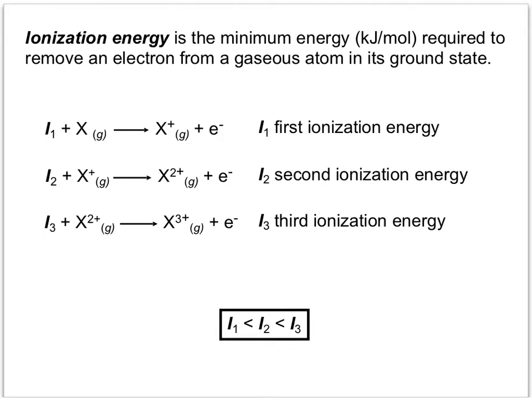Ionization energy is the amount of energy required to remove an electron from a gaseous atom or ion in its ground state. For example, the first ionization energy is removing an electron from an atom, whereas the second ionization energy requires removing an electron from an ion. The first ionization energy is always going to be the lowest of the ionization energies, and each subsequent ionization energy will be larger than the previous one.